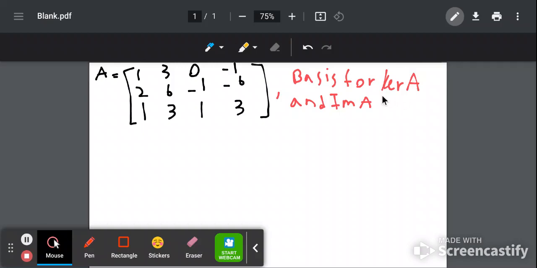So how do we find the kernel of A? By definition, given a matrix A, we first have to solve the homogeneous equation A times vector x equal to the zero vector. Here we have a 3x4 matrix, and since this matrix is not invertible, we have to go through the RREF process, or the row reduced echelon form.